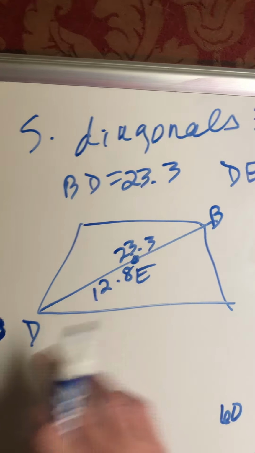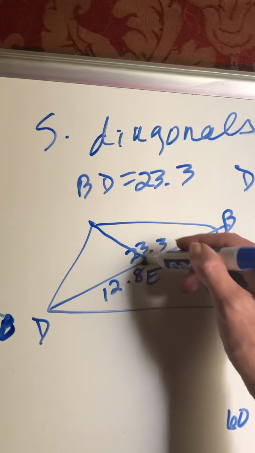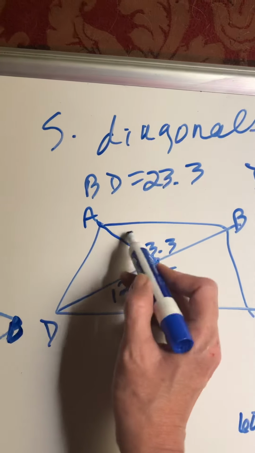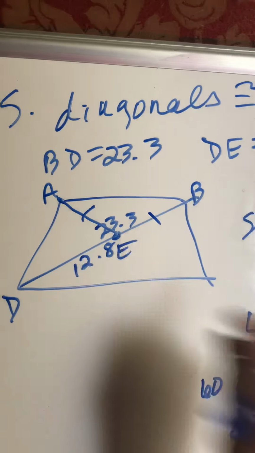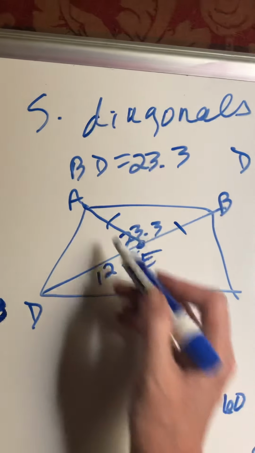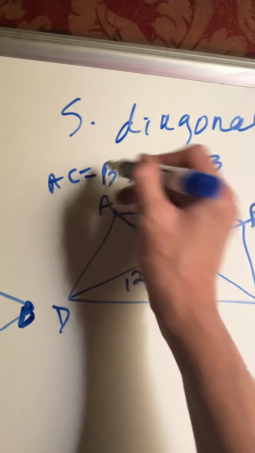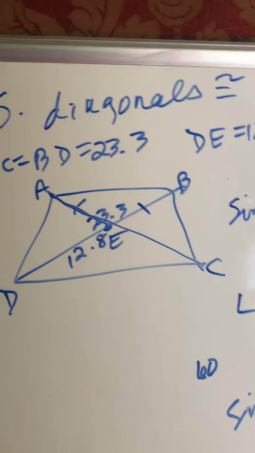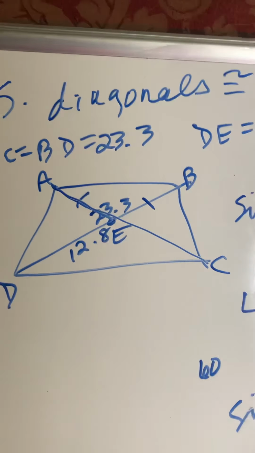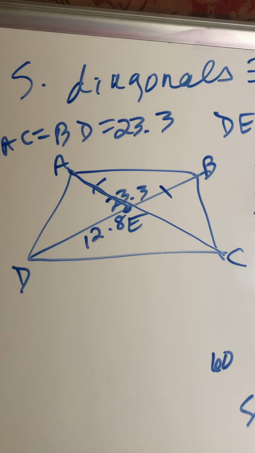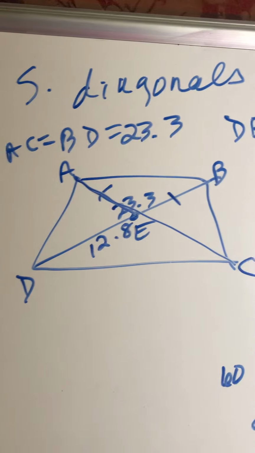They give you BD and DE, so they must want AE. They want this part, AE. Well, this part is going to be congruent to that part because it's the way isosceles trapezoids work. So if the whole thing is 23.3, which means even AC is 23.3. See, this is AC and BD. And then DE and EC are 12.8. Okay, so you can do 23.3 minus 12.8, and you get 10.5.